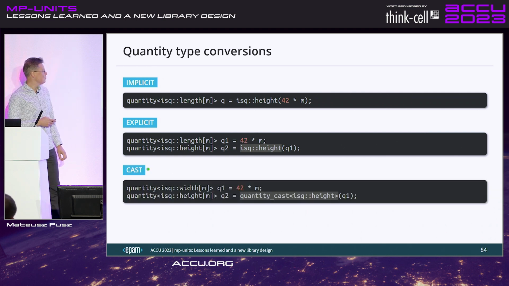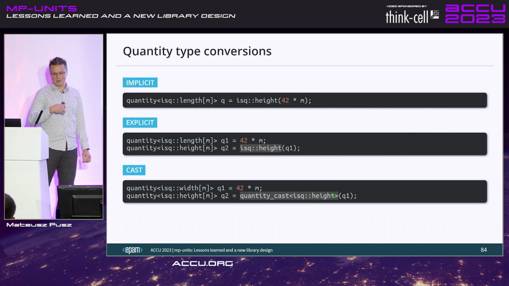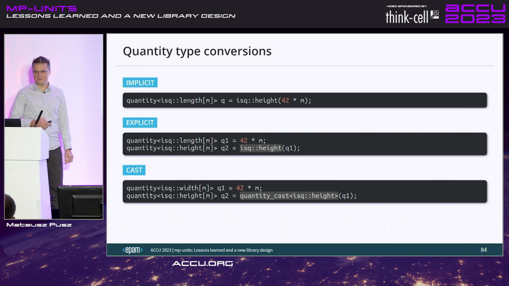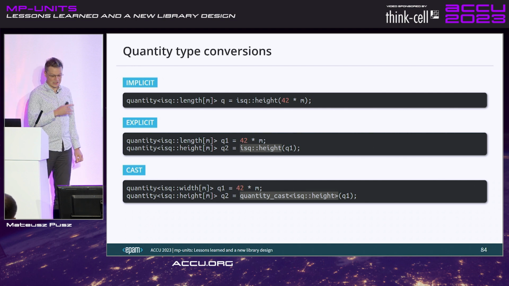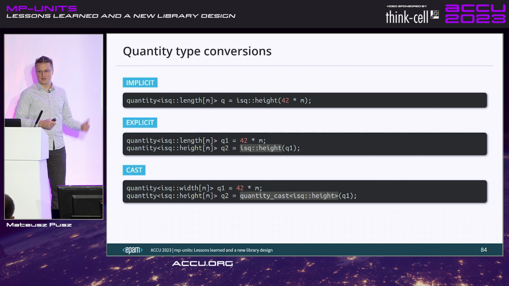And sometimes you may want to actually use width as a height, and then you need this quantity cast that says I'm changing the type of the quantity in an unsafe way. I said it's sometimes useful, but it should be clearly visible as a third level of conversions, that you're doing something strange.